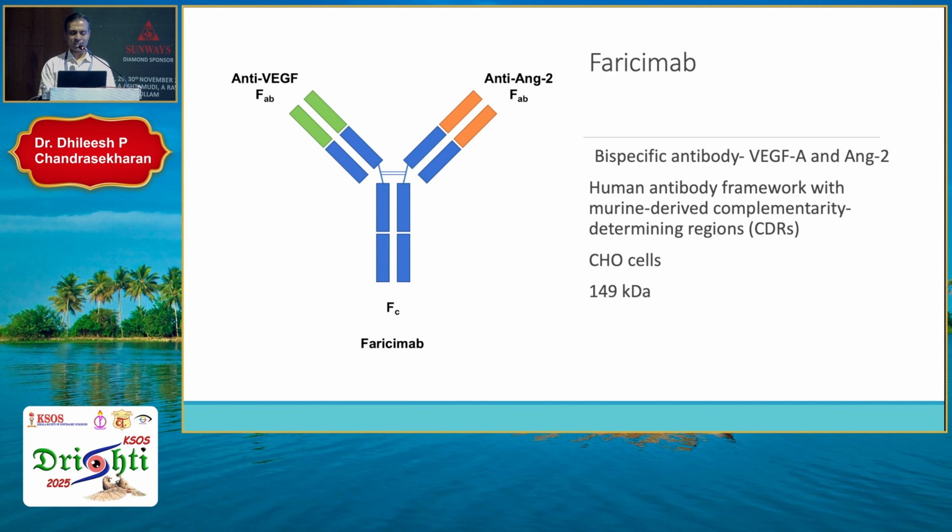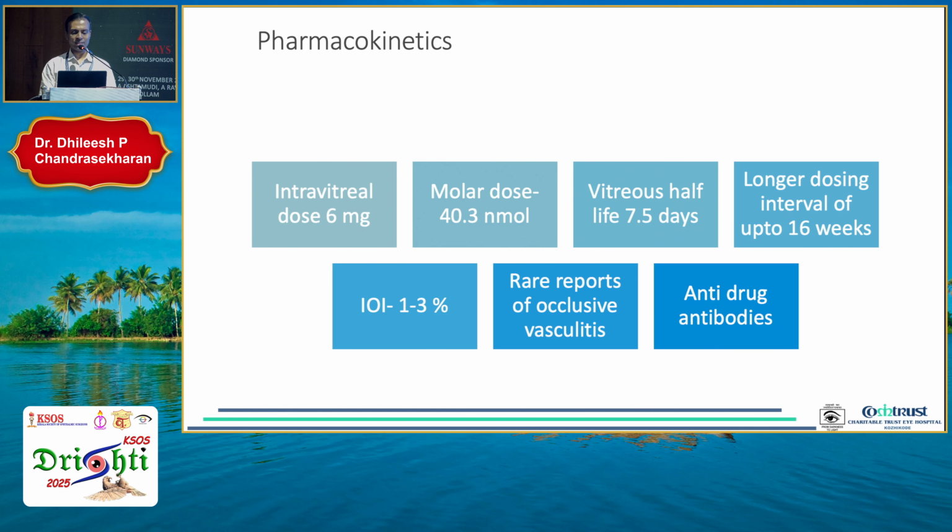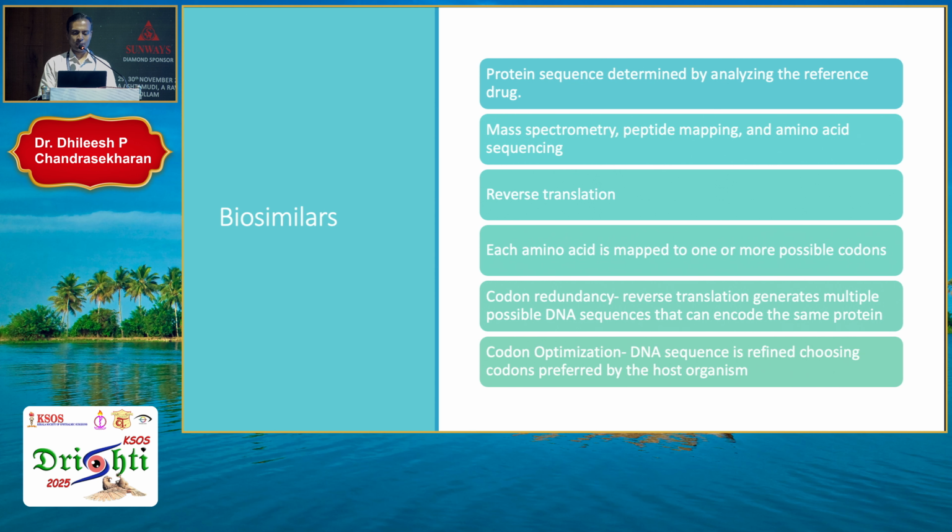It is a slightly larger molecule of 149 kilodaltons, but it has a higher intravitreal dose and a higher molar dose, and also a longer vitreous half-life of 7.5 days. So this will give it a longer action with a dosing interval of up to 16 weeks. It also has reports of intraocular inflammation slightly more than ranibizumab and aflibercept, but slightly less than brolucizumab. And rare reports of occlusive vasculitis too. Anti-drug antibodies have been reported in them also.